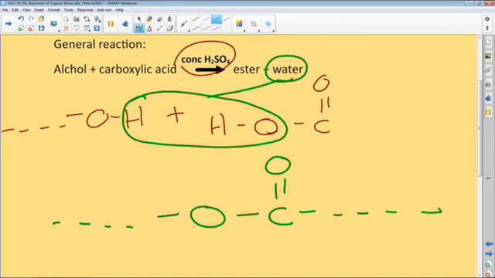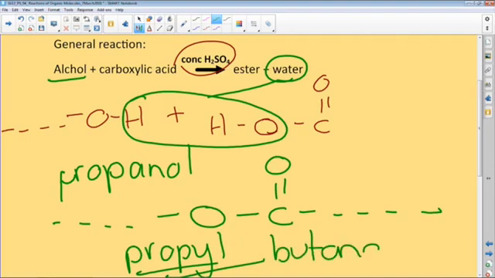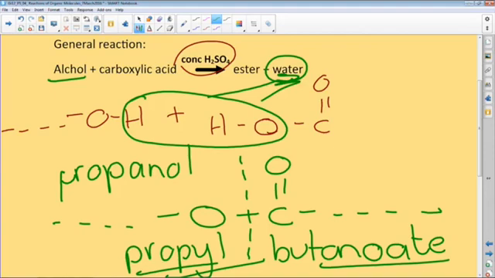Okay? The nice thing about esterification is you name it from the alcohol and the carboxylic acid. So whatever alcohol you had, so say you had propanol, that becomes propyl, first part of the name. If I had butanoic acid, then it becomes butanoate. Okay, so the name comes from the alcohol and the acid that's involved, and we always break it over there. And don't forget, we always get water.